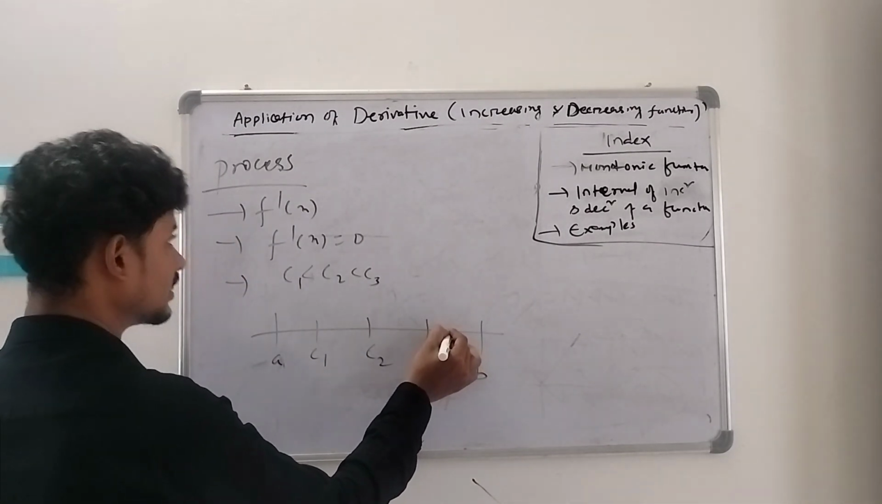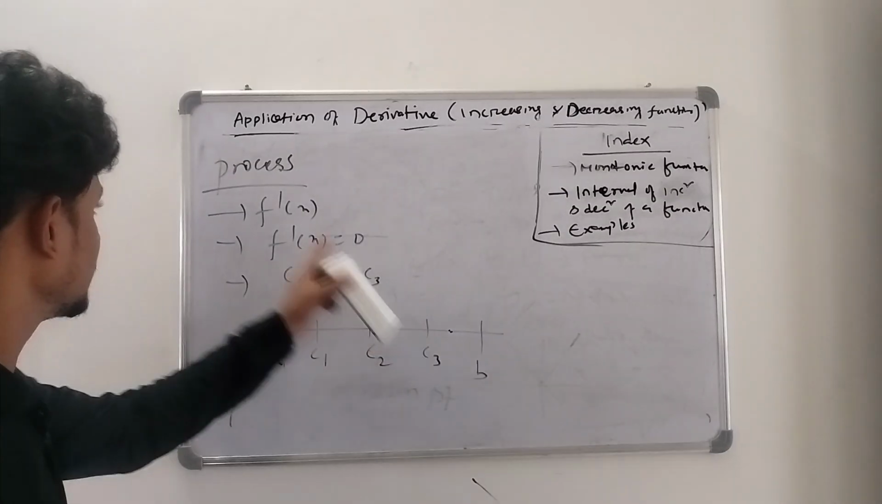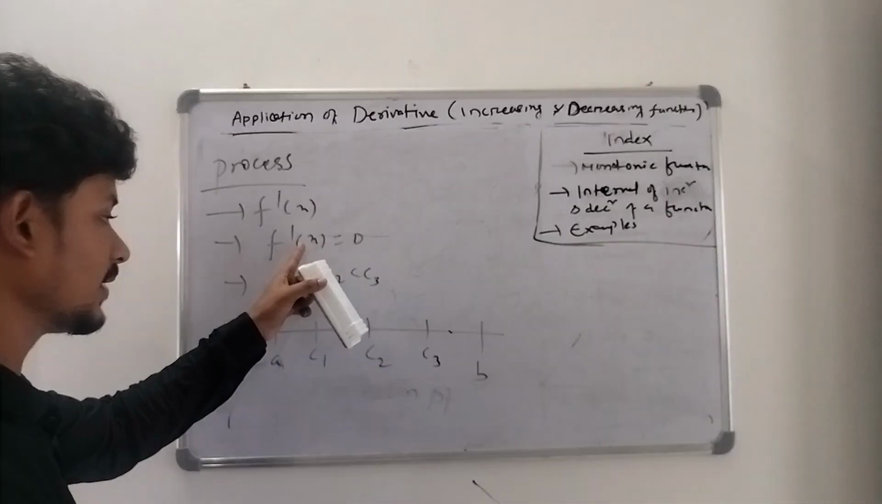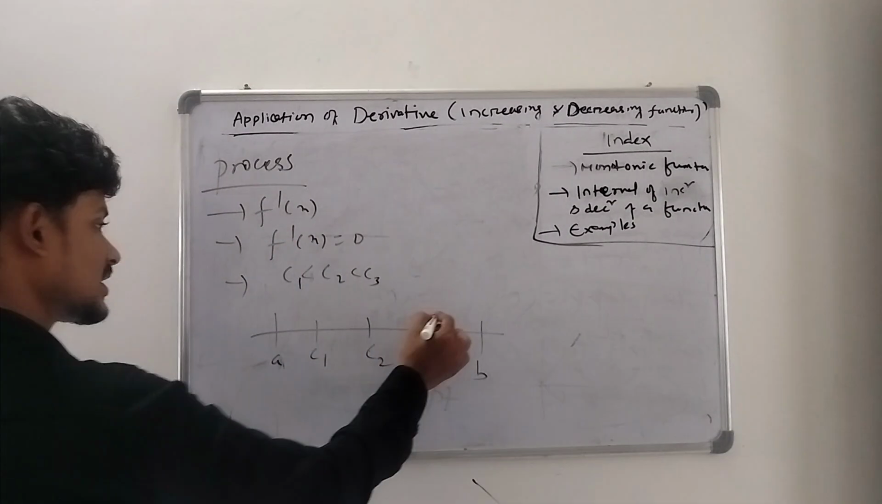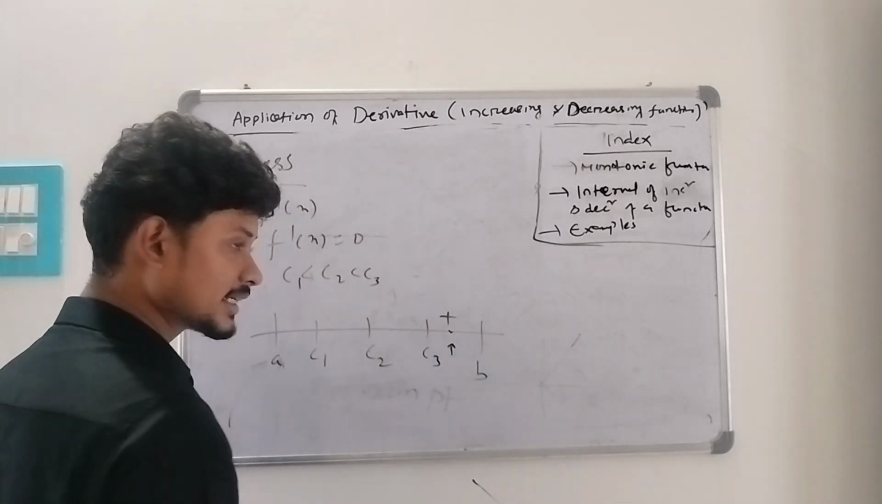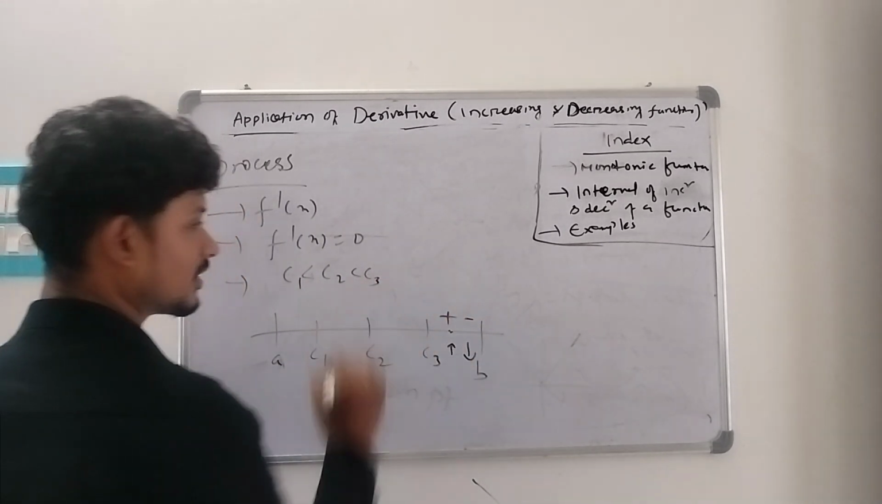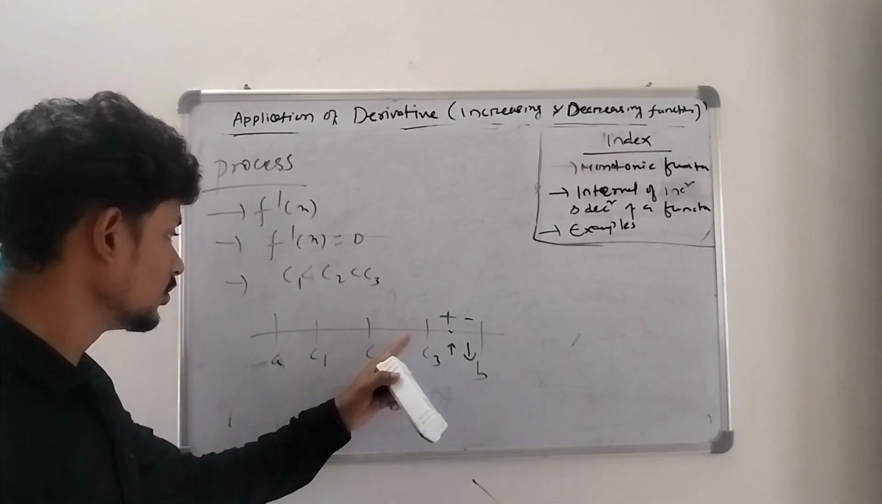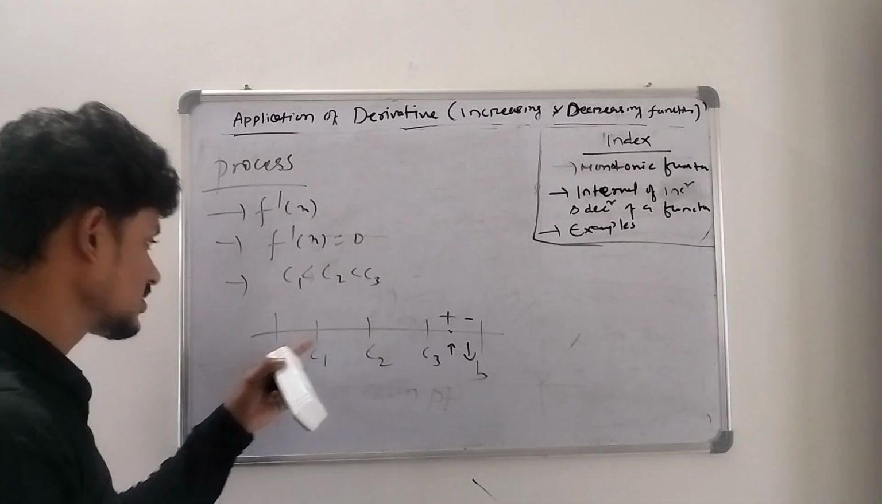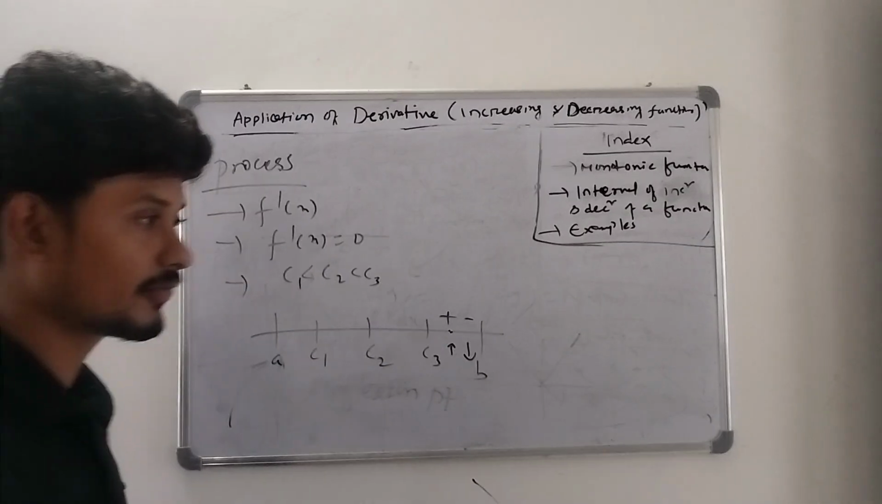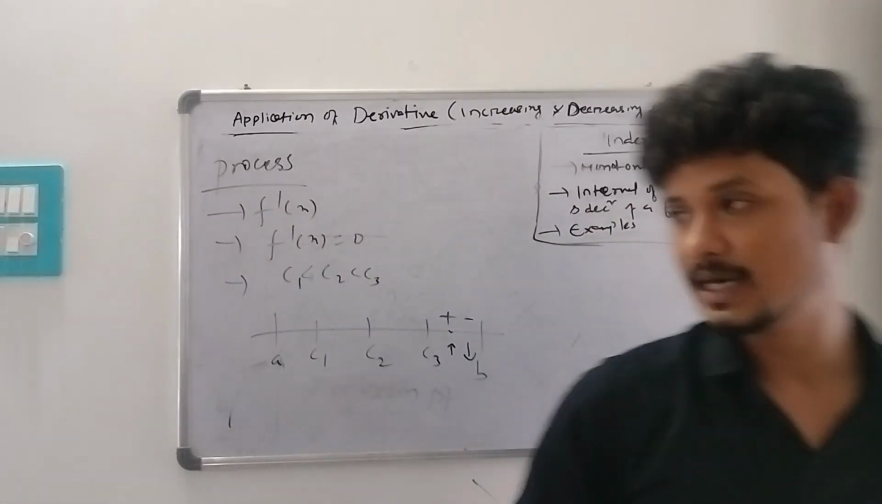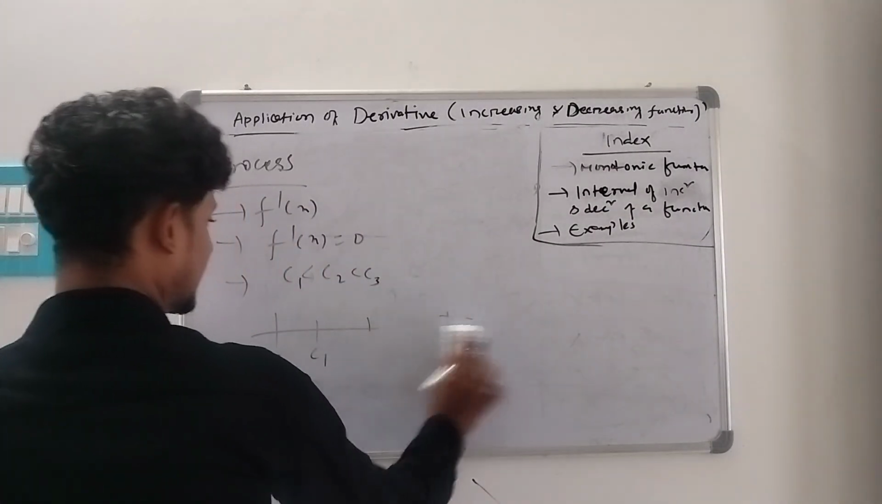Let's take a point here, then put the point in the first derivative of f(x). If it's positive, then the function is increasing in this interval. If it is negative, then the function is decreasing on this interval. Then we have to do the same thing for the remaining intervals, so we can find the intervals of increasing or decreasing. Okay, now let us take an example to understand this concept.